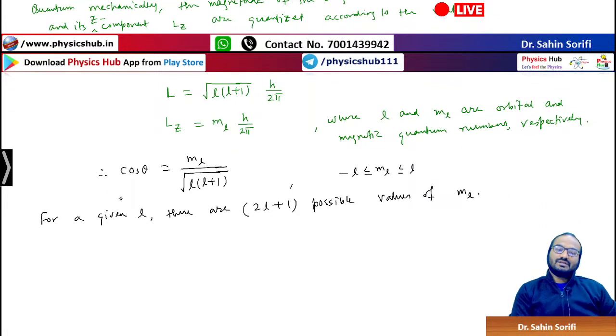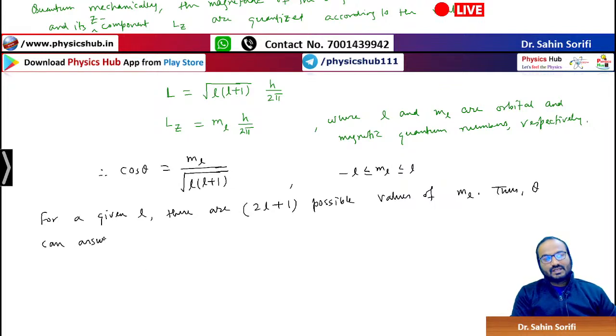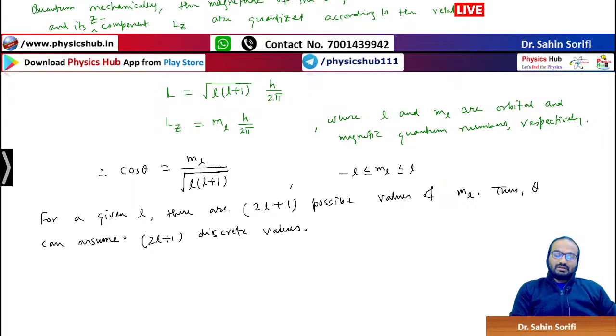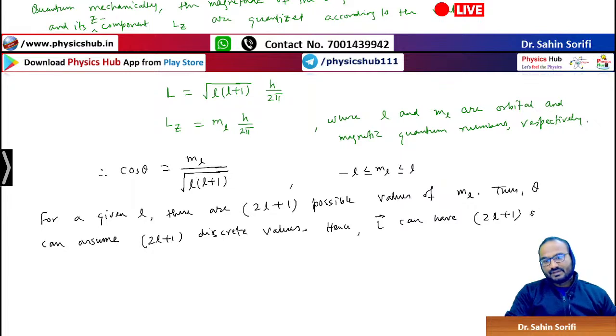So how many theta values can it take? Look, if you keep only one value of l, ml values will be 2l plus 1. So how many theta values will be there? Thus, theta can assume 2l plus 1 discrete values, right? For a particular value of l, cos theta can have 2l plus 1 discrete values, means theta can have 2l plus 1 discrete values, and hence we can say that L can have 2l plus 1 discrete orientations in space with respect to B.